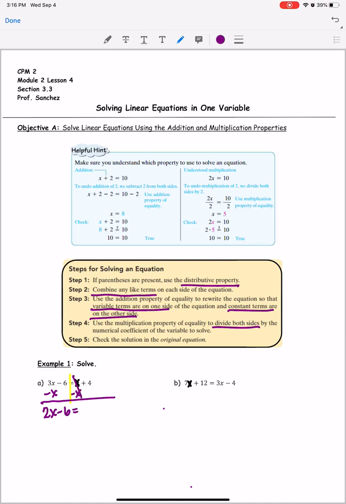x minus x cancels each other out. So I'm just left with a 4. So now I have that variable on one side. Because I have my variable over here, I need my number over here. This is where we started off last lesson. So to get my constant over here, I need to do the opposite of minus 6, which is plus 6. I kind of skipped saying it, but hopefully we're there now. What I do to one side, we're doing to the other.